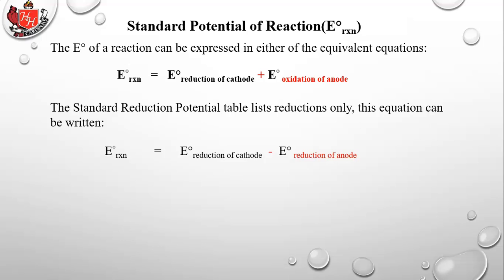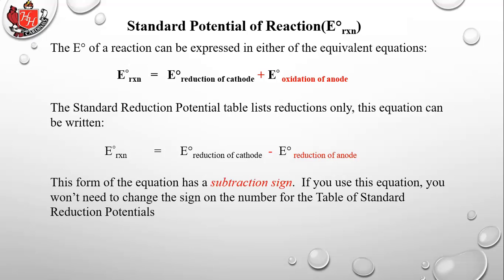It's the same thing. You're either adding a positive or you're subtracting a negative, because the reduction of the anode, the zinc, is going to be a negative number. So a double negative gives you the positive. Either way, it's the same equation. This form of the equation has a subtraction sign. If you use this equation, you won't need to change the sign on the number for the standard reduction potentials. Again, this might sound complicated. It's not. It's very simple. It just depends on which way you want the sign to go.